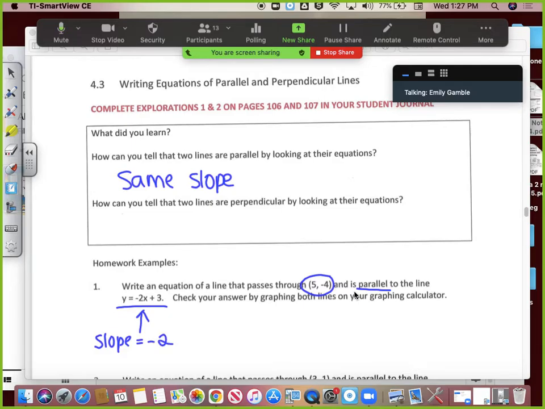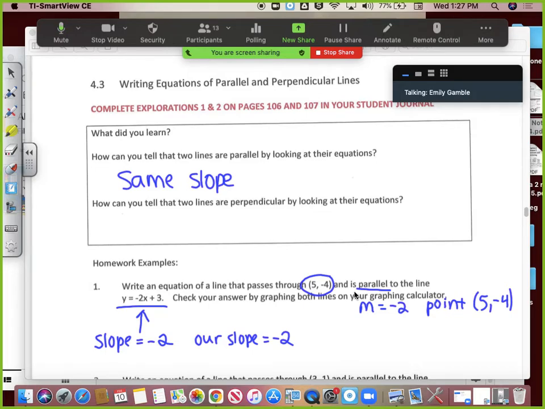We want to create an equation that's parallel to that line. If that line has a slope of negative 2, what should our slope be? Yep, our slope should also be negative 2 for our new line. That's because parallel lines have the same slope. So we want to create an equation that has a slope of negative 2 and passes through the point 5, negative 4. Out of the two formulas we know so far, what formula is the easiest to create if we have the slope and we have a point?